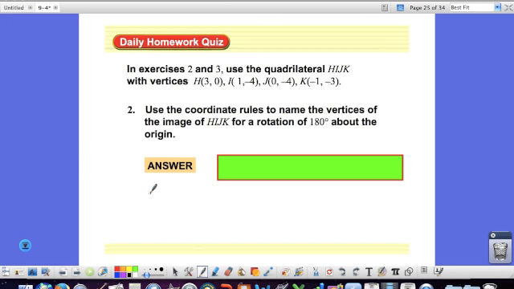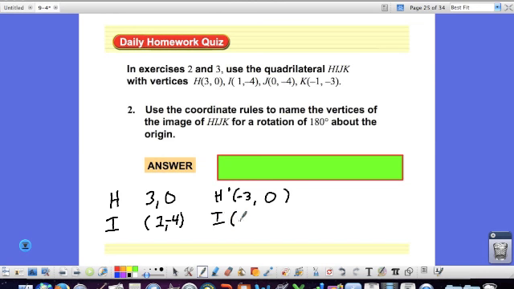So for 180 degree rotation, here's the original H is 3, 0. So the new H is going to be the same coordinates, same digits, opposites. So opposite of 3 is -3, 0 stays 0. For I, it's 1, -4. So for the new I, it's going to be -1, +4. Remember the rule is AB becomes -A, -B.